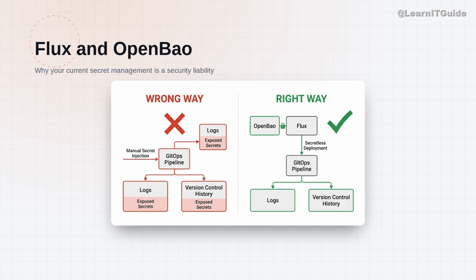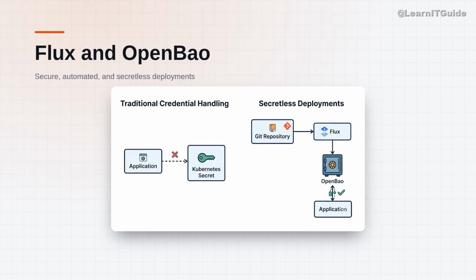Most engineers get this wrong because if you are still manually injecting secrets into your GitOps pipeline, you are leaving a trail of sensitive data in your logs and your version control history. This is more critical than you think. One misconfigured environment variable can expose your entire production database to anyone with read access to your cluster. This integration changes how you handle credentials in Kubernetes.